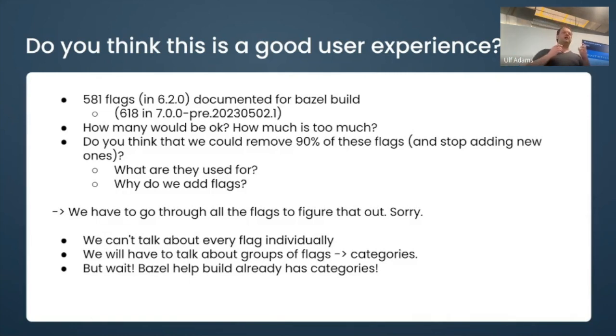What we have to do is group the flags, right? There are flags that are similar to each other. There are flags that are very different. Some flags have certain kinds of uses in certain scenarios, but not in others. And so maybe we can come up with some way of grouping the flags, some kind of categories. And we already saw in the Bazel output, Bazel does have categories. All right, let's take a look at those.